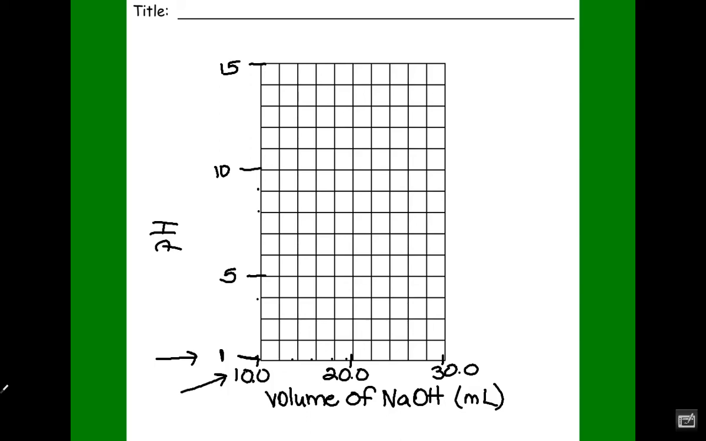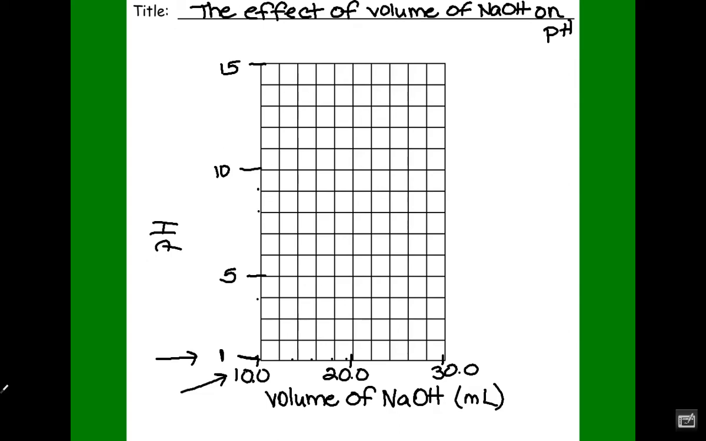All right, I also have to give the graph a proper title. So let's go up here. We have the effect of, now my independent variable is the volume of NaOH on my dependent variable, which is pH. That's a perfectly acceptable title. I used the variables, and it made life a lot easier on me.